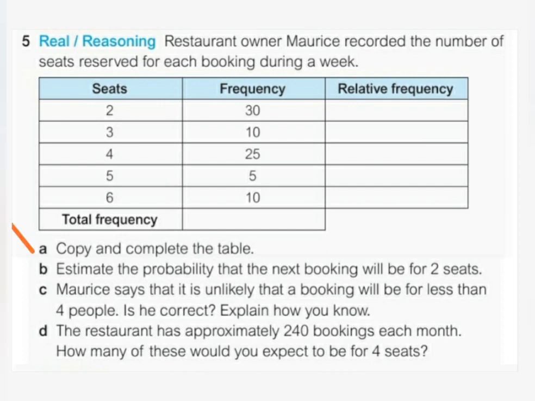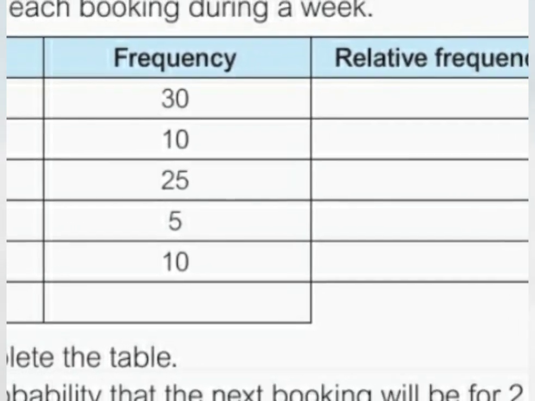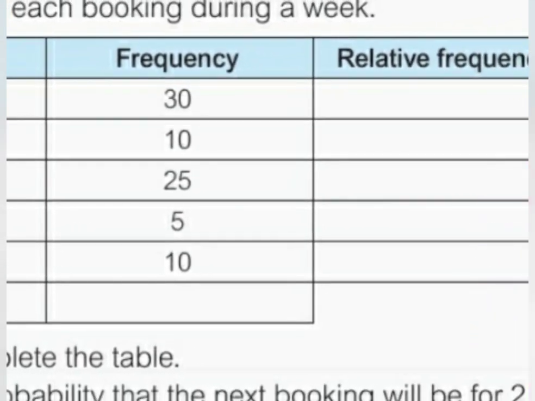Question A. Copy and complete the table. Completing the table means finding the total number of frequency and then finding the relative frequencies for each one of them. Let's complete this table and then we will continue the questions. First things first, we find the total frequency. Now we have 30, 10, 25, 5, and 10. When you add them together, what do you get?